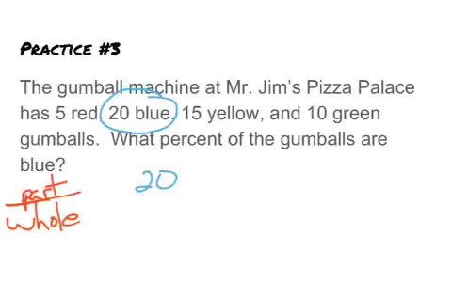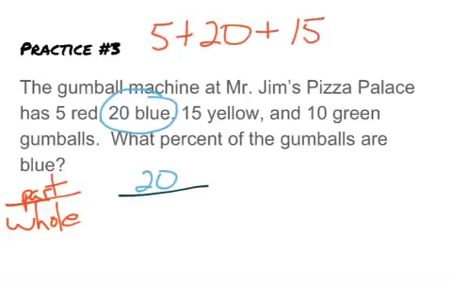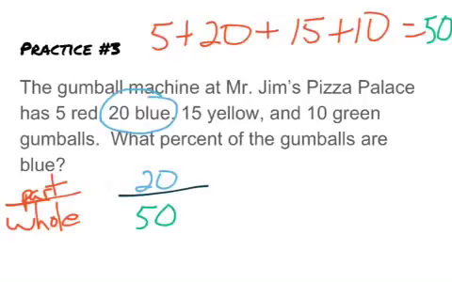But if there's 20 blue, how do we figure out what is the total? Well, we have to add up all of the others. We have 5 red, 20 blue, 15 yellow, and 10 green. So you basically are adding all of that up. We're adding 5 plus 20 plus 15 plus 10. And when you add all that up, you get a total of 50. So we know that 20 out of 50 of the gumballs are blue.